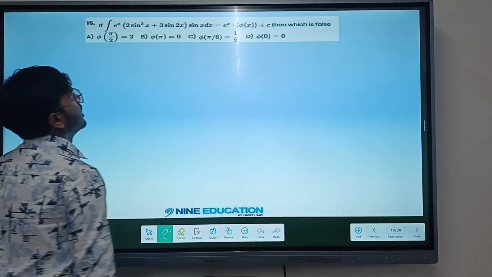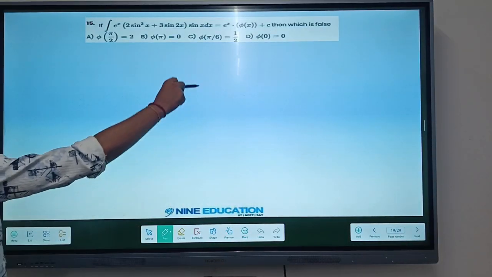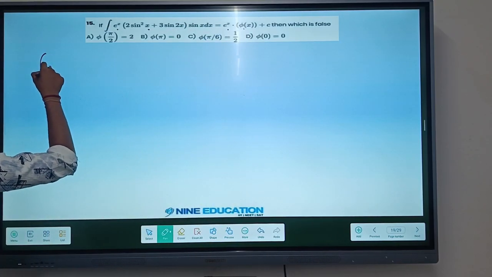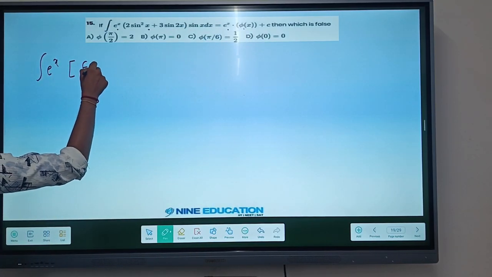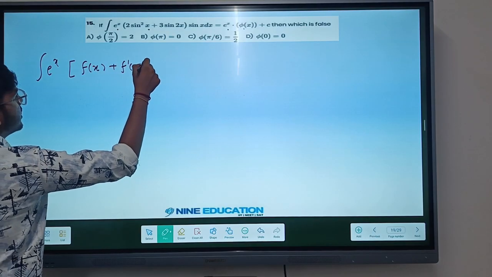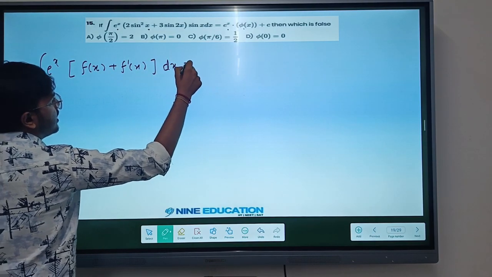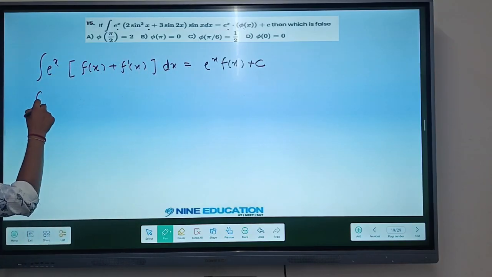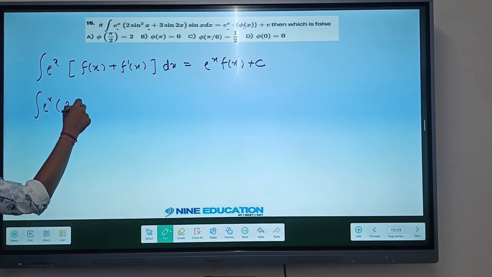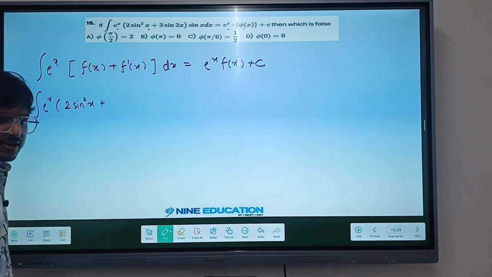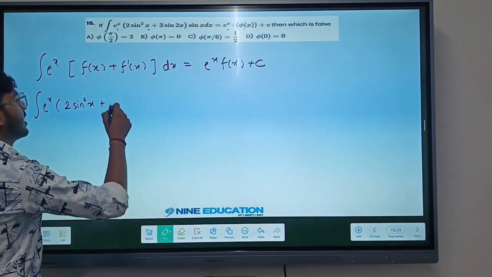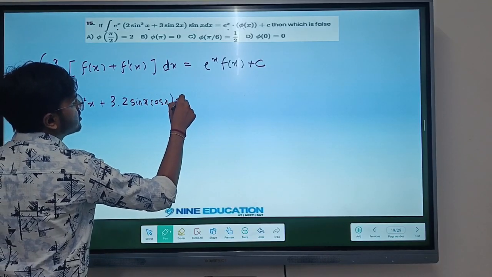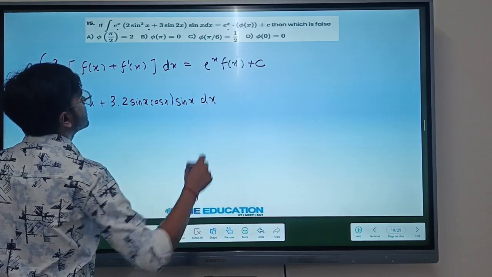Next question is, if you notice something over here, e power x into something equals e power x into something. So we'll use this formula: integration of e power x into f of x plus f dash x dx you can write as e power x into f of x plus c. So what do we have? e power x into 2 sine square x. We have sine 2x. So what is the sine 2x formula? Sine 2x is 2 sine x cos x. And this whole is also getting multiplied by sin x dx.